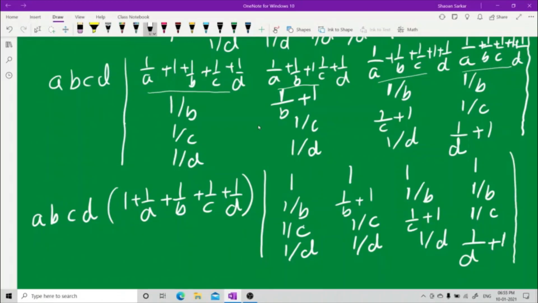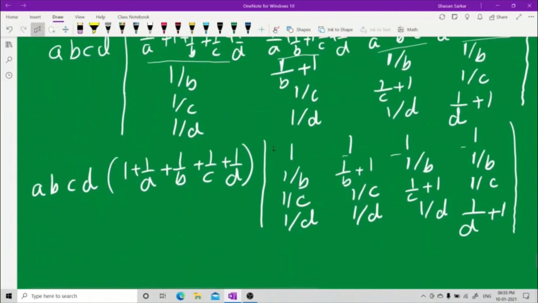Since there is a 1, 1 and 1 here, I will use the column operation to make them 0. I'll try to make this one 0, this one 0 and this one 0. I want to make them all 0, so I'll use only column operation. Now see, I'm using column operation. I have to write, let me take some more space.